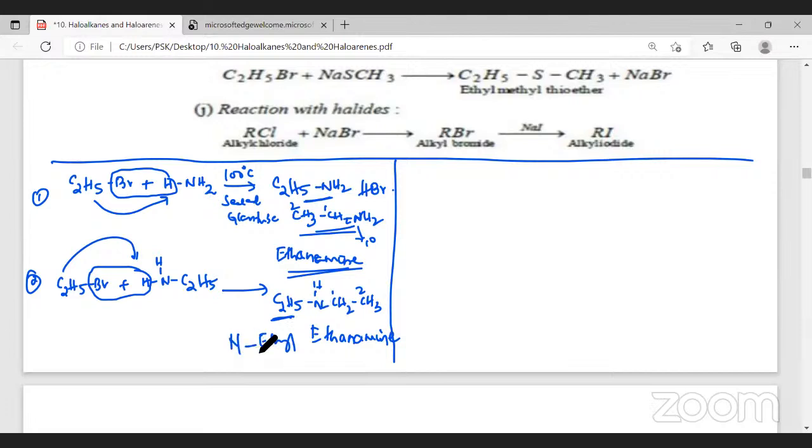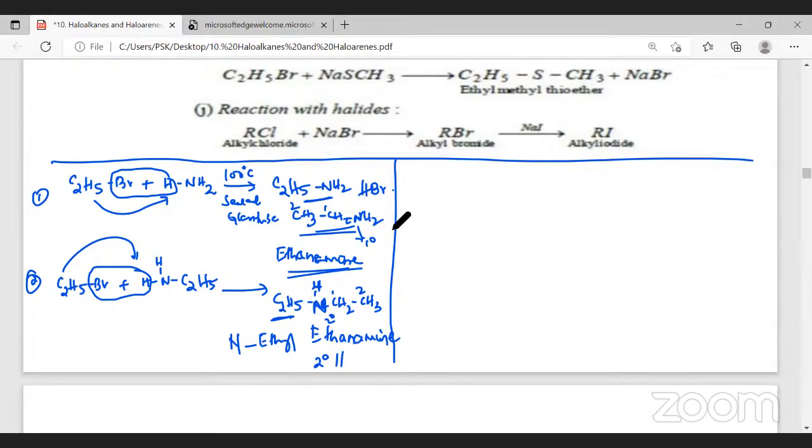Therefore, it is called as what? N-ethyl ethanamine. What does this N stand for? The N stands for the substituent is bonded to nitrogen. Now you can see this N-ethyl ethanamine is a secondary amine. Why is it a secondary amine? This nitrogen is bonded to 2 carbon atoms. It's a secondary nitrogen atom. Therefore, it will be a secondary amine.